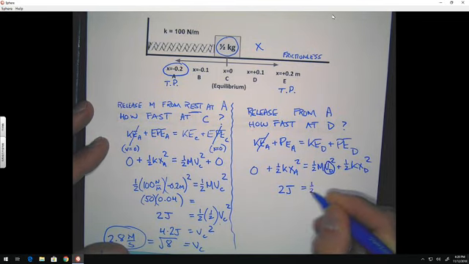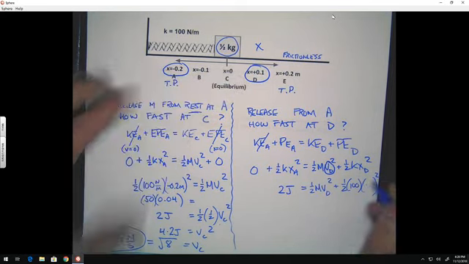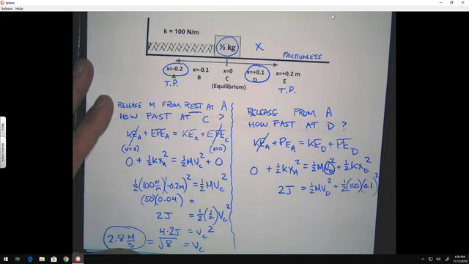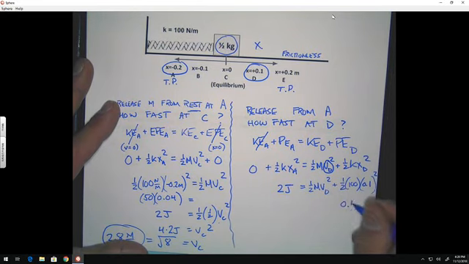So we'll have 1/2 m vD squared, but we're going to have to add plus 1/2 times 100 times the position at D, which is 0.1, squared. Okay? So now I'm using a different value here. That is not 0. That is not 0. Because I am not at equilibrium here at point D. So I will get 1/2 times 100 is 50. 50 times 0.01 is going to be 0.5 joules.